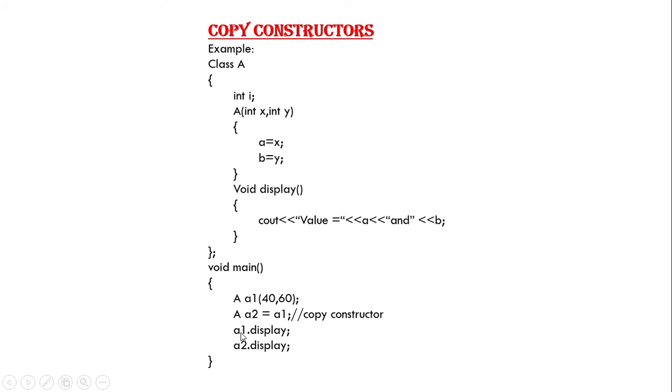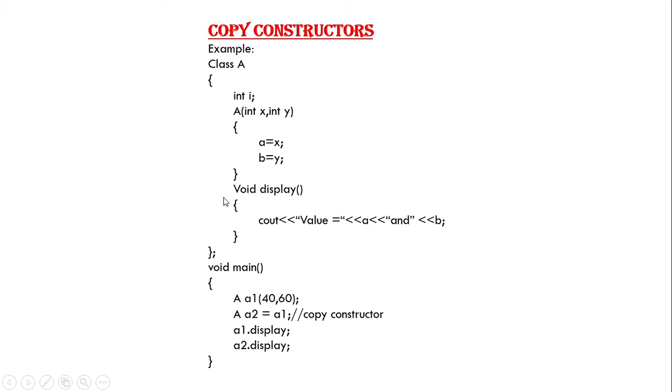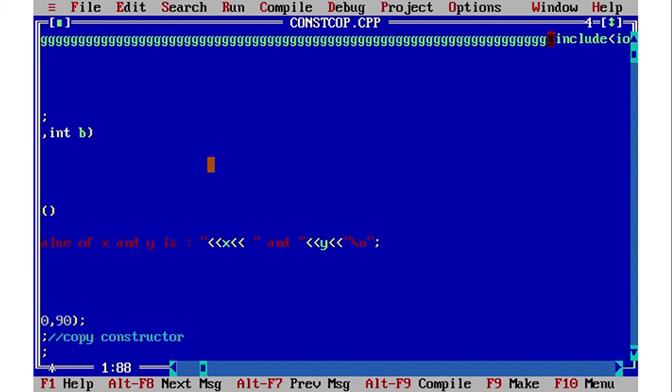So when I'm going to print, I'm going to write with the display method. I have printed the values of A and B, so I'm going to call the display method with the objects A1 and A2. Seeing A1 dot display, first of all it's going to go here, and the compiler is going to print the values 40 and 60. Again it is going to see A2 dot display, and seeing this, it is going to go here and display the values 40 and 60. So this is how a copy constructor will work. Let us understand this with a C++ program.